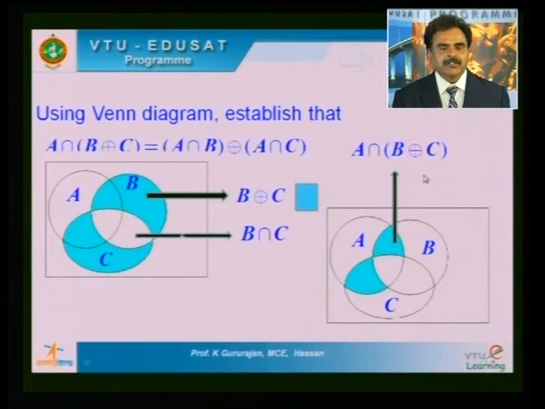All of you understood? It is very simple. First construct B plus C. You should know the meaning of B plus C. If you know the meaning of B plus C, immediately you can get it. You should remember thoroughly: it is either B or C, but not both. That means this portion is to be excluded. This is B intersection C. Exclude that, shade the remaining, and you will get B plus C. Now take the intersection of this set with A. What is the common portion? These two. So I have done it.